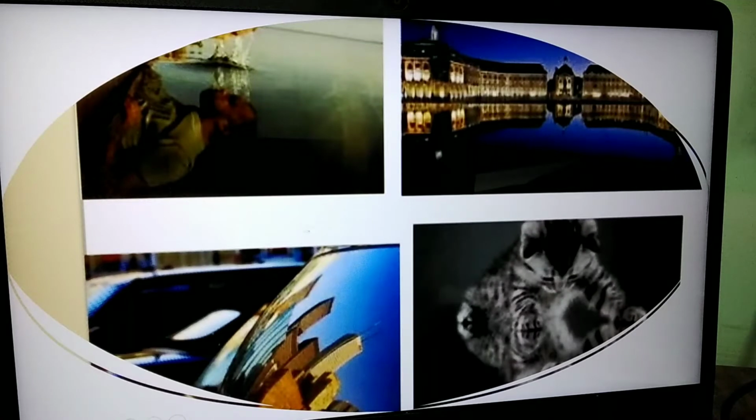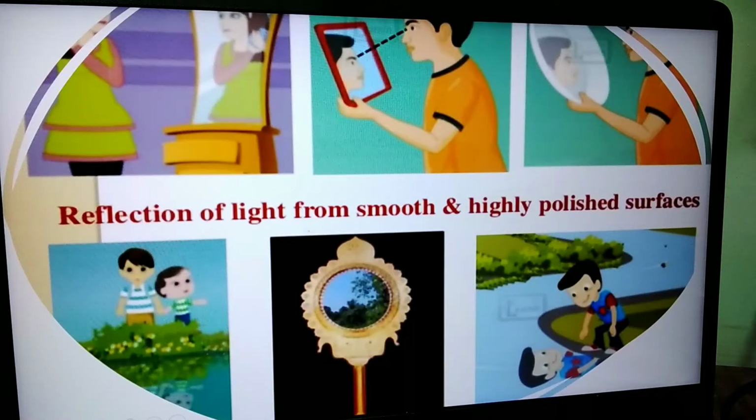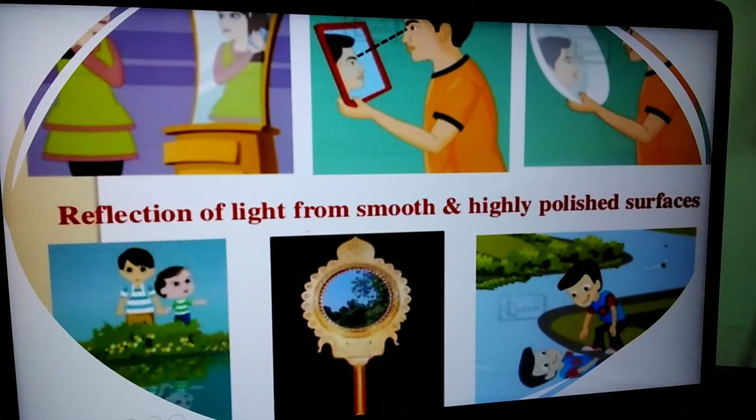Namaste children. Observe the pictures and say what is the phenomenon going on. Now, reflection of light from smooth and highly polished surfaces. Some examples are given in this slide.